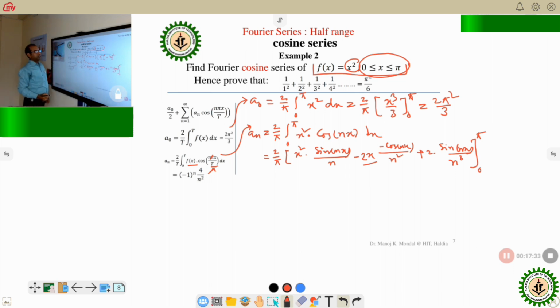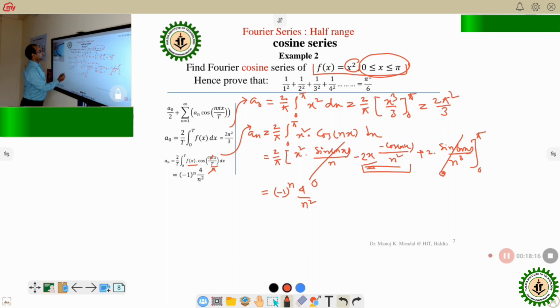Now we have to put the limit, lower limit and upper limit, for both the cases. This is the sine function, its value will be 0, and this also will be 0. So only the middle portion will be there, and for the lower limit its value will be 0, only for the upper limit x equal to pi. When we put the upper limit pi, the value will come out as minus 1 to the power n, that is cos n pi, minus 1 to the power n, 4 by n square. So this is the value of an.